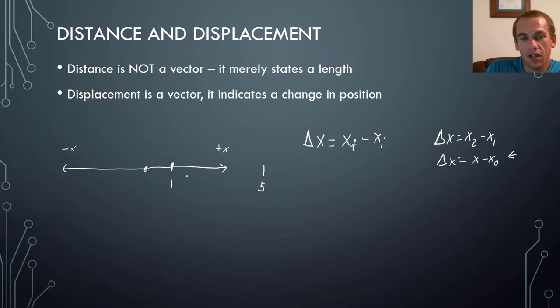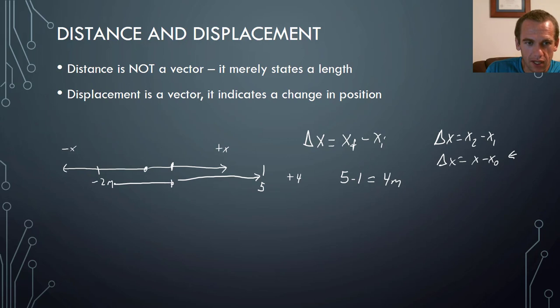But for now, here's an object and it started at position 1 and it moved to position 5. Its displacement, or its change in position, is positive 4 meters, and we get that by taking 5 minus 1, and that equals 4 meters. But if it had started at 1 and ended up over here at negative 2 meters, then we would say it moved this way, right? And to get that change in position, I would take negative 2 minus 1, which equals negative 3 meters, and that indicates that it moved to the left 3 meters.